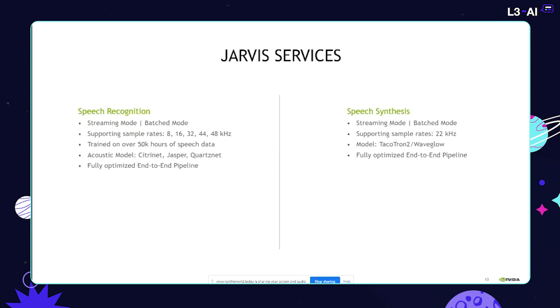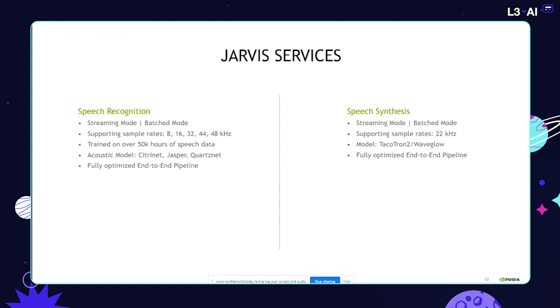Jarvis uses inference for efficient deployment of AI models at scale. It uses Triton Inference Server for efficient deployment of models at scale. The models are optimized with TensorRT to help achieve the best possible performance on NVIDIA GPUs. The speech recognition service, or ASR, can operate in both batch mode and streaming mode and can support a variety of sampling rates from 8 kHz to 48 kHz.